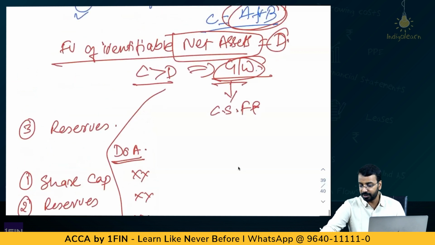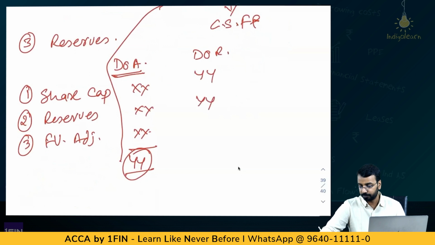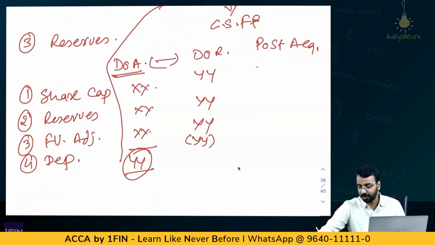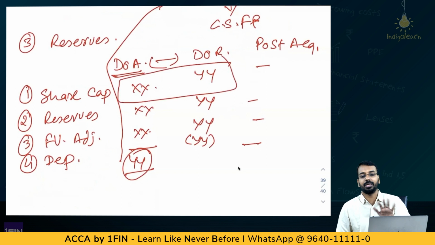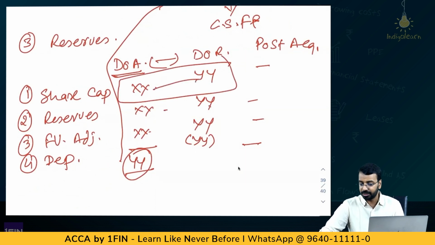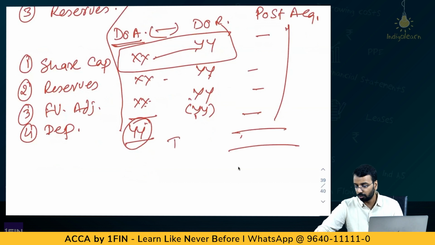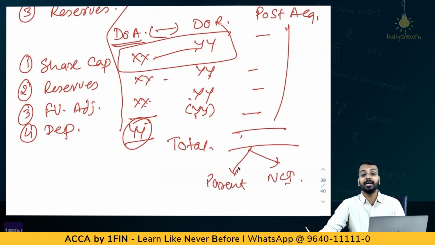Then you will also have reserves on date of reporting. And whenever there is a fair value adjustment, increase or decrease, if you have increased the value of an asset, there will be depreciation. So there will also be additional depreciation because of fair value adjustment. Difference between these two, XX minus YY, is post acquisition reserves. Normally, these two would be same. There would not be any changes at this level, so you will consider these to be same. Reserves would change, fair value adjustment, depreciation, whatever is there is post acquisition, and the total of post acquisition is split between parent and NCI.